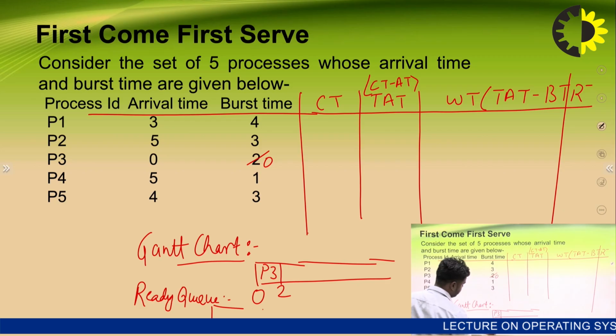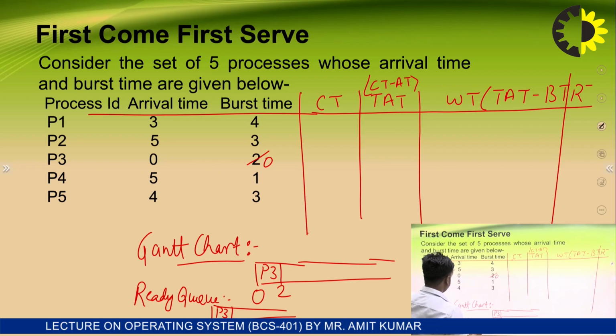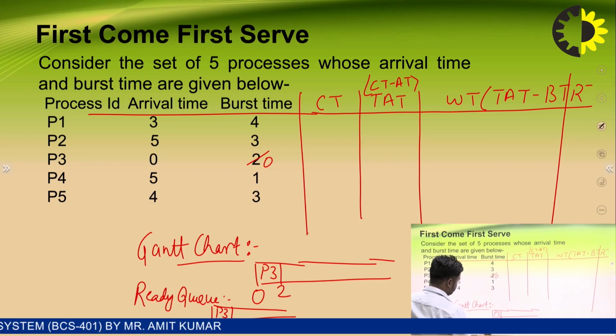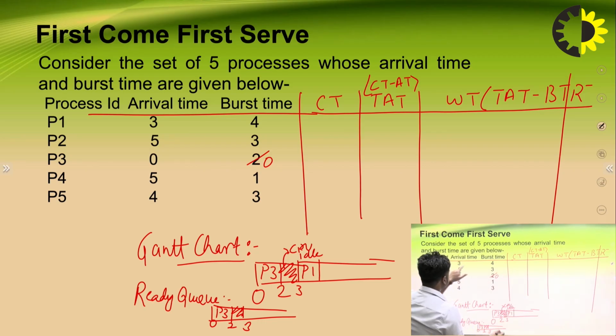The ready queue will be performed like this. P3 will come to the process, and P3 will run until 2. But when 2 comes, which process is within the arrival time? No one. So the next process will come at 3. So from 2 to 3, the CPU is idle. CPU idle means the CPU is not working. At 3, P1 has arrived. P1 has a burst time of 4. 3 plus 4 is 7. By 7, all the processes have arrived.